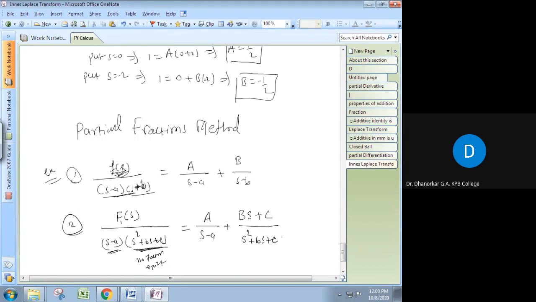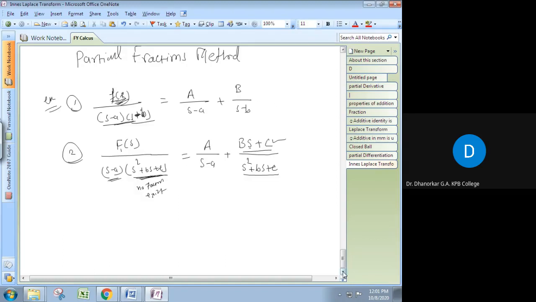This is small c, and this is capital C. Here the denominator is a polynomial of degree 2. Then we have to write the numerator as a polynomial of degree less than this, here degree 1. You know how to write factors for this.